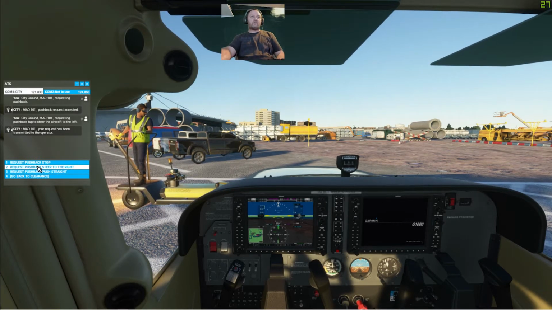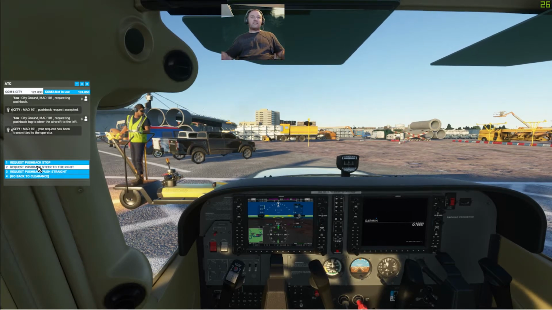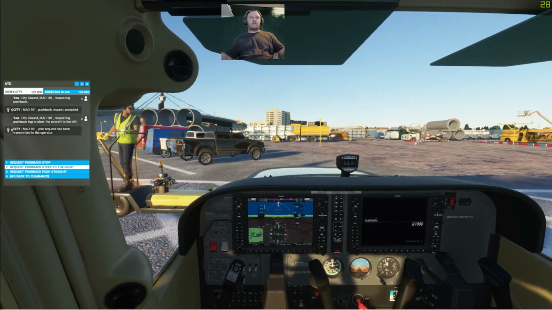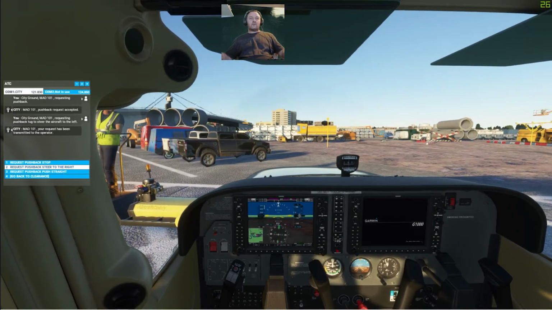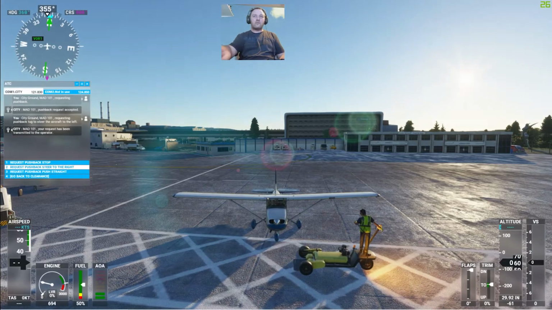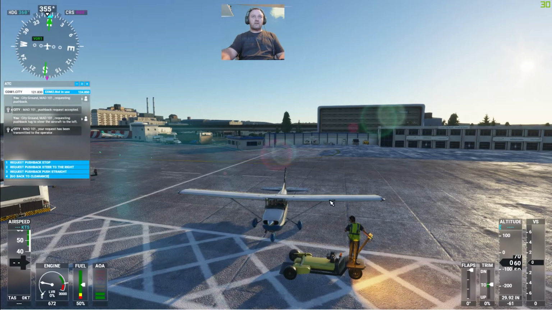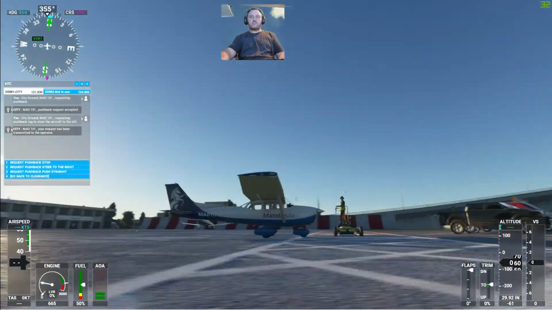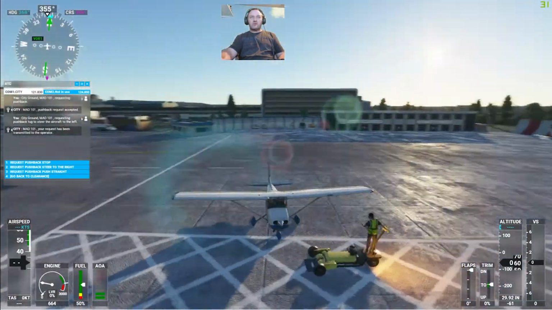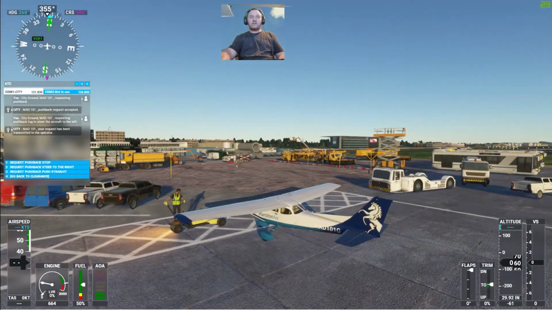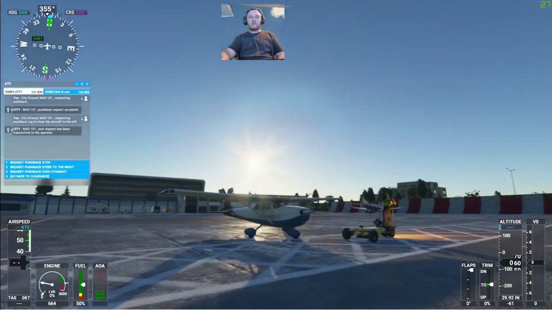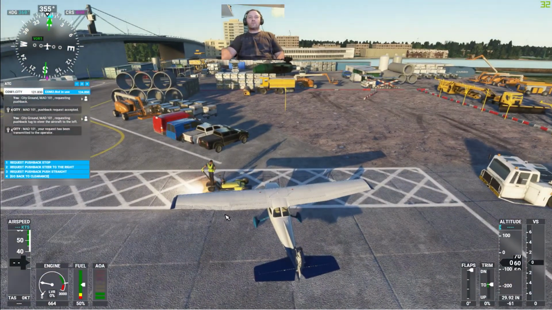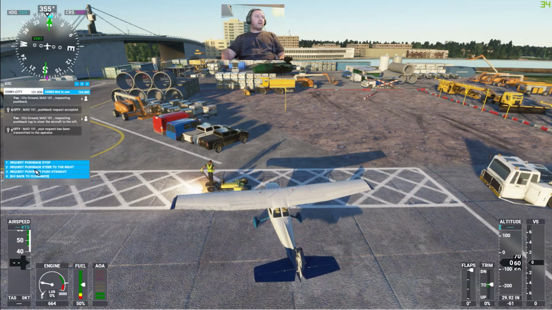Right, I've taken park and brake off, but I don't know whether just to try and, I might have to just try and spin round. I am quite tight here. Okay, let's do this. Right, push.